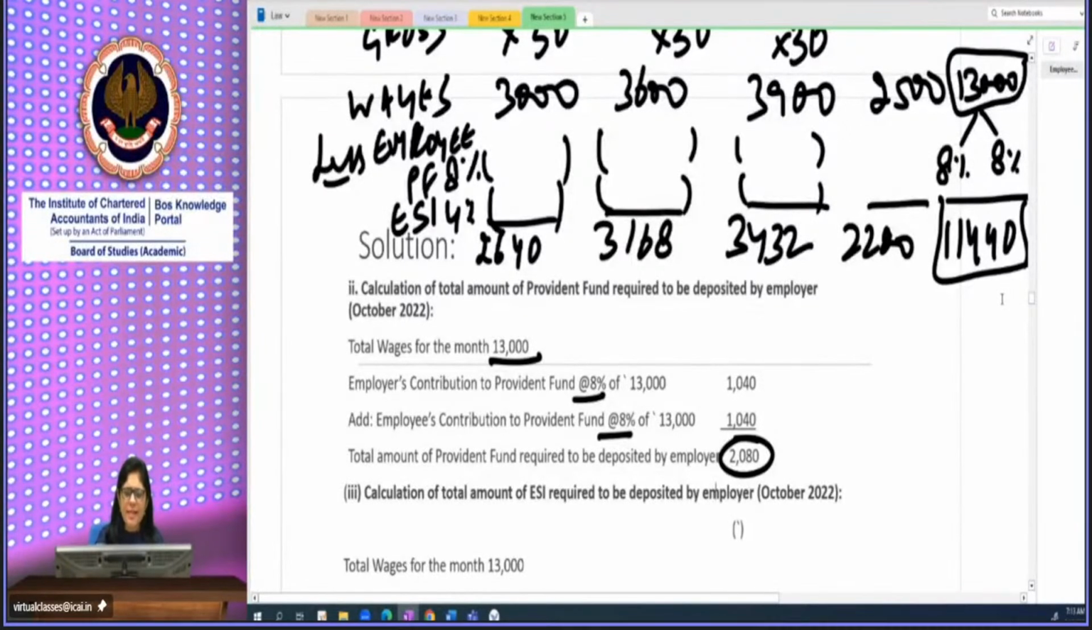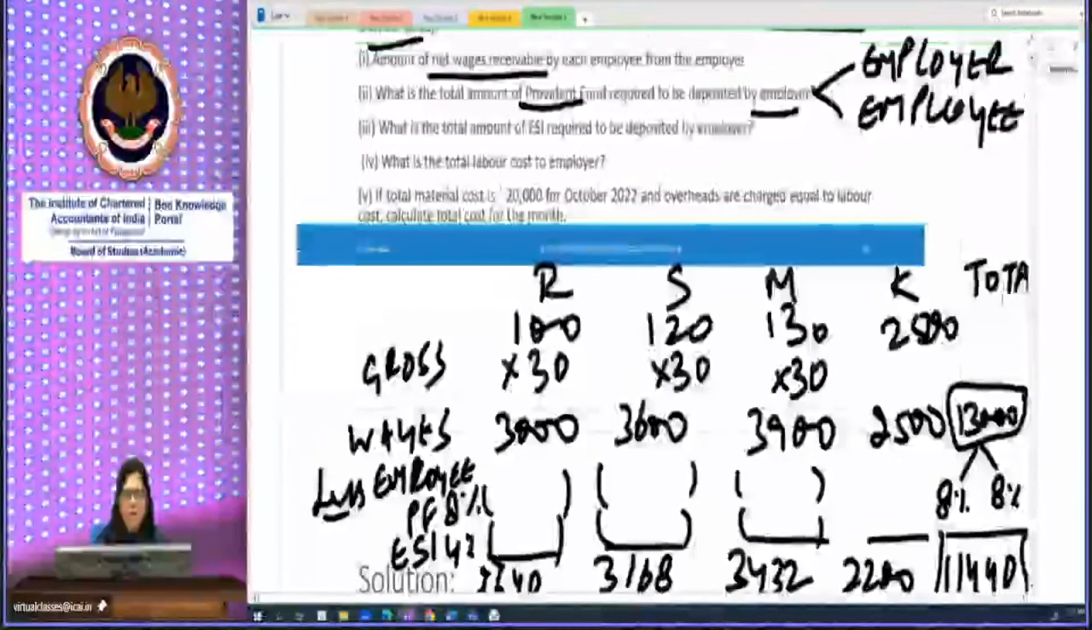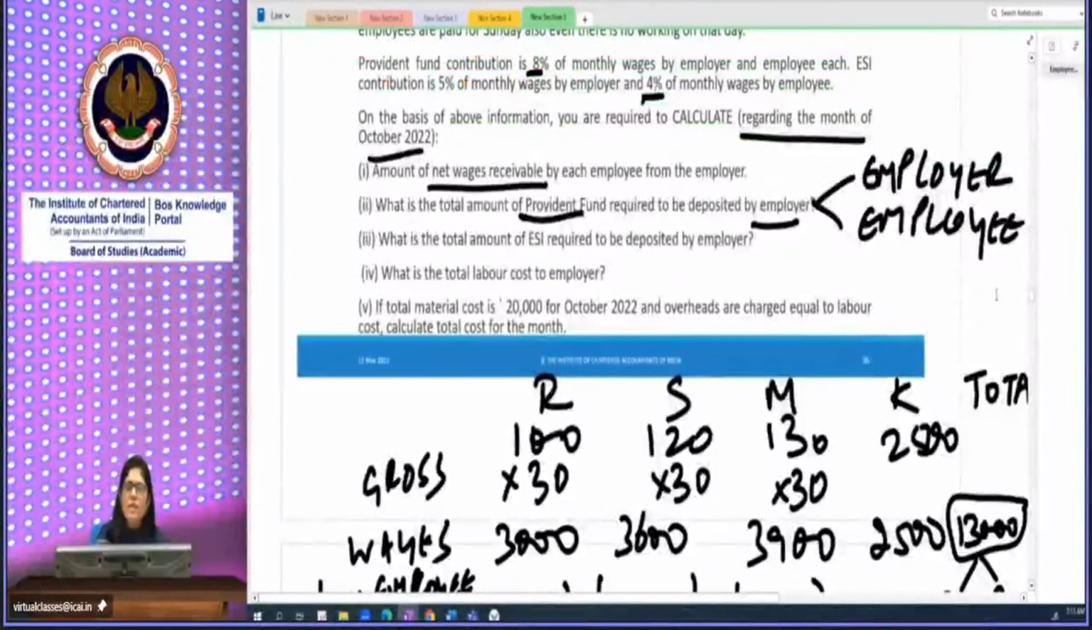So this is the second part of the question. What is the third part? Total amount of ESI required to be deposited. So ESI, again, it has to be deposited on 13,000. So 5% employer and 4% employee. So 5% on 13,000 employer contribution and 4% on 13,000 employee contribution.